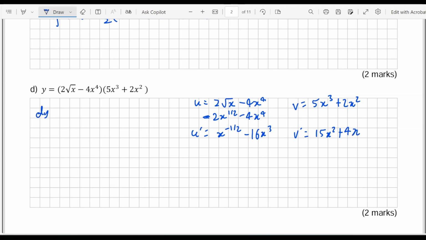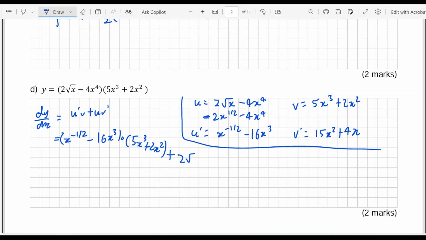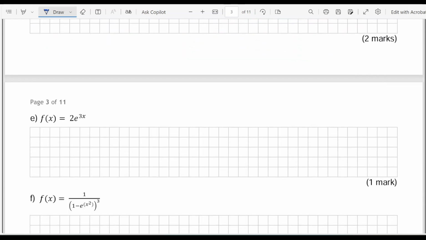So dy dx is u dash v plus u v dash. So that's going to be x to the minus a half take 16x cubed times by the v. So that's going to be 5x cubed plus 2x squared. And I'm going to run out of space in a second. Plus uv dash. So that's going to be 2 root x take 4x to the 4 times v dash. So that's 15x squared plus 4x. Obviously plan out your working before you do that so you don't have to do what I did there.